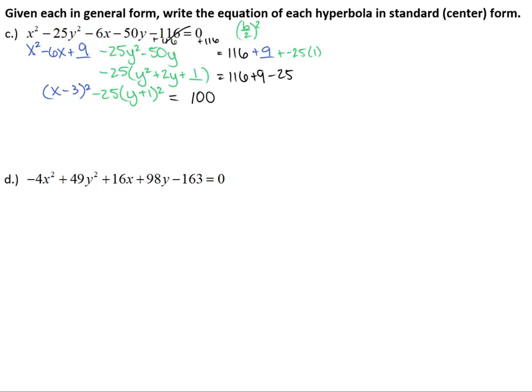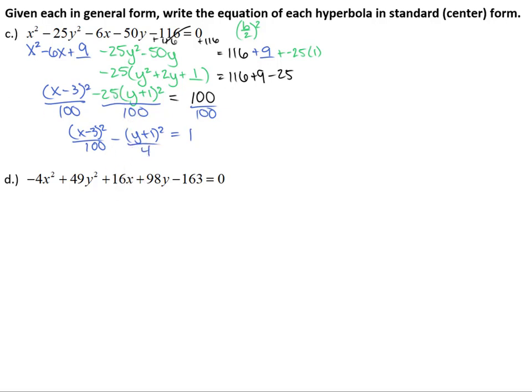Okay, now remember, for both ellipses and hyperbolas, we need this set equal to 1, so we divide everything by 100. That will turn this equal to 1. Here, there's nothing to simplify with the 100, so this just stays x minus 3 squared over 100. Minus 25 and 100 will reduce. Dividing each by 25, we'd get a 1 up top. And dividing by 25, we'd get a 4 in the bottom.